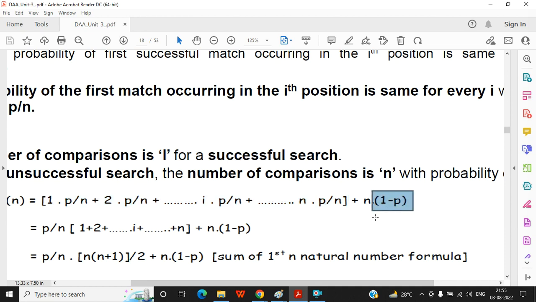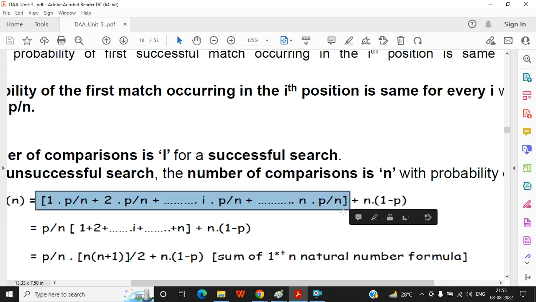And you have n elements, total n elements. So what is the total probability of not finding an element in the array? That is n into 1 minus P. See, this is the total number of searches, and this is also the total number of searches. So what will be our total number of search operations? This is the sum of both.